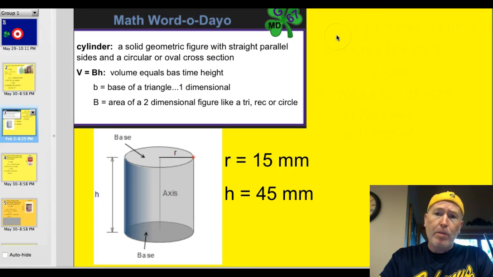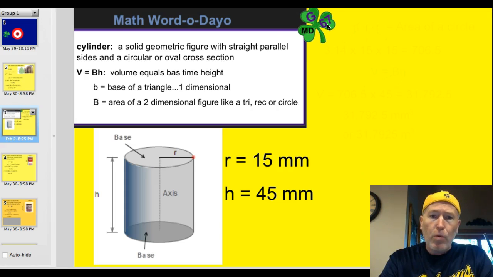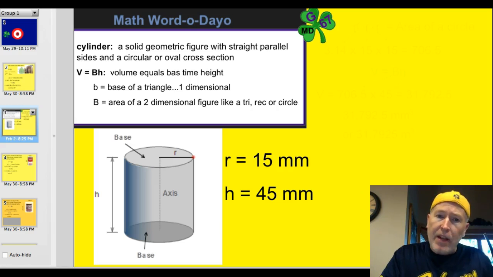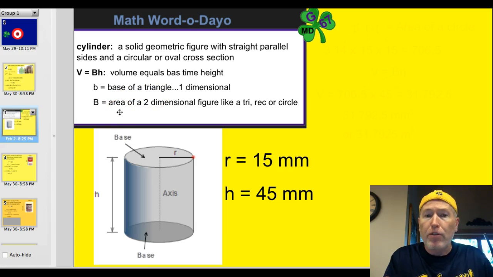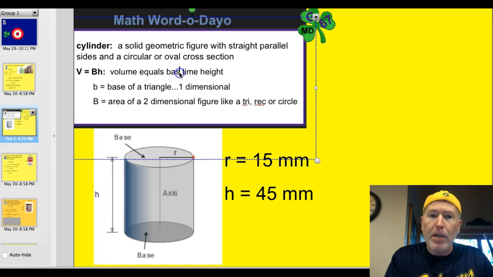A couple of vocabulary things. First of all, a cylinder. It's a solid geometric figure with straight parallel sides and a circular or oval cross section. We're working tonight specifically with circular cylinders. Volume equals the base times the height. That formula, keep in mind, like the little b is like the base of a triangle. That's one-dimensional. The big B, that's the area of a two-dimensional figure like a circle. So when we're talking base times height, this is already a two-dimensional figure. We're going to have the area of that circle.